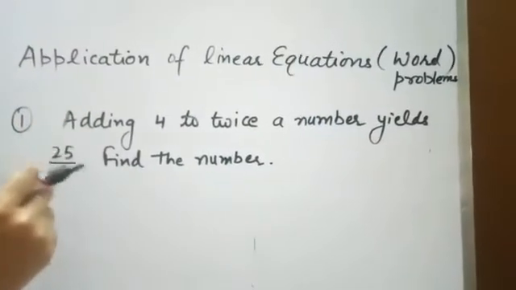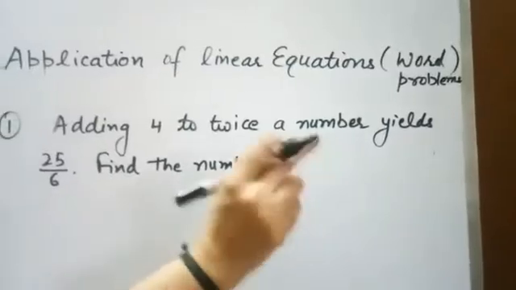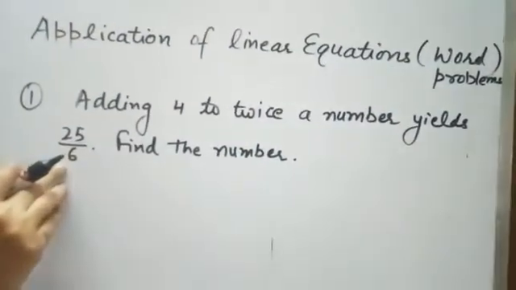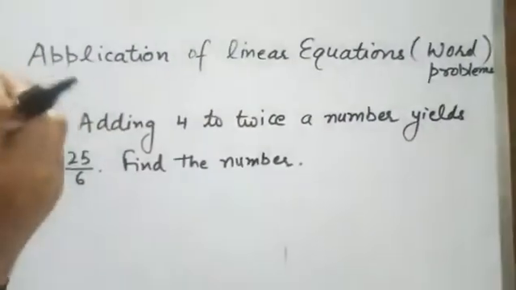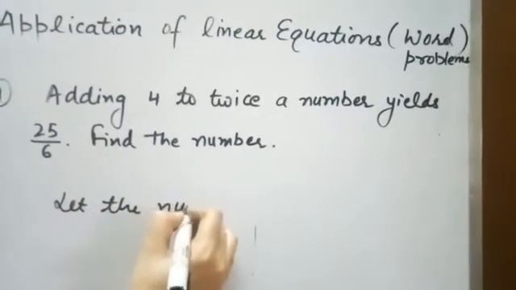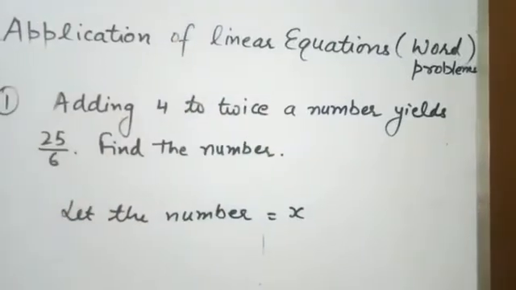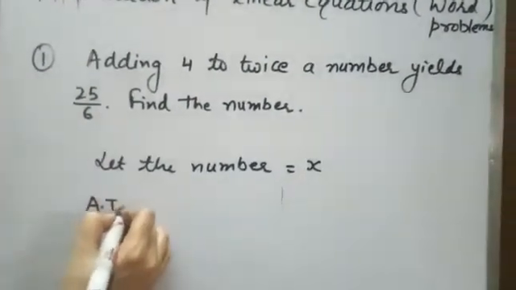Now the first problem: adding 4 to twice a number yields 25 by 6. Which number? We don't know. You have to find the number. So the first step, let the unknown quantity, let the number be x, y, z, p, q, r. It's your wish, you can take any variable. Now we have to form the equation according to the question.